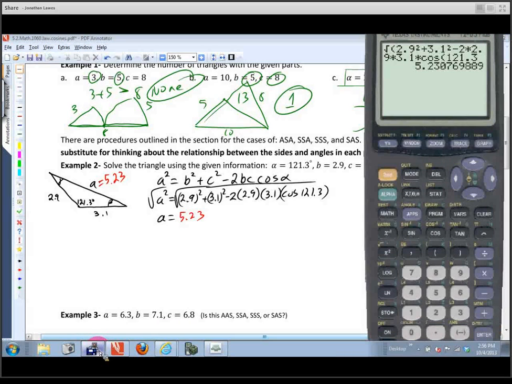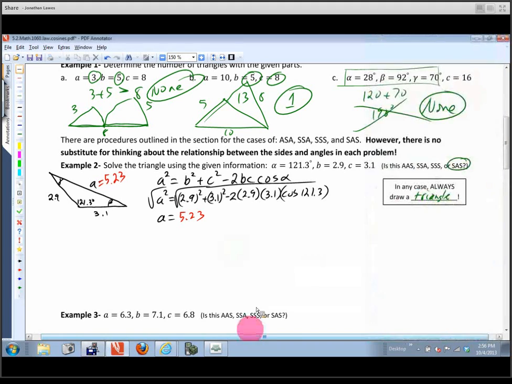Sometimes you'll look in the back of the book and the answers won't be very close to each other. So here's what we're going to do. I'm going to store that answer in A. So that was store right here above the on key, and I hit the alpha button to grab the A. So I've stored that in there. And then we want to think about this.